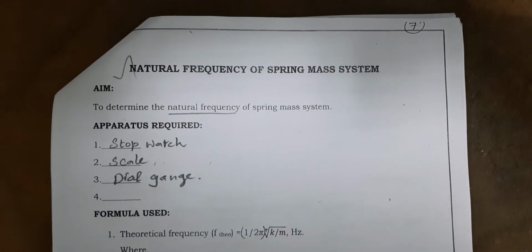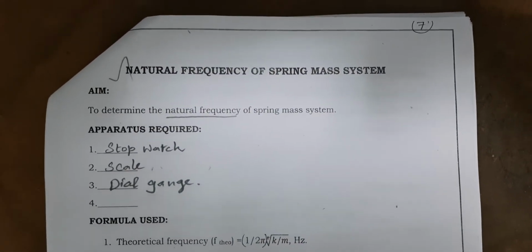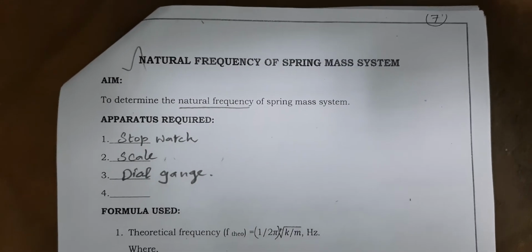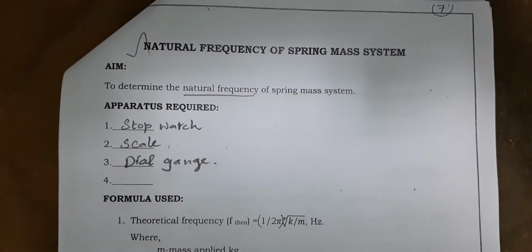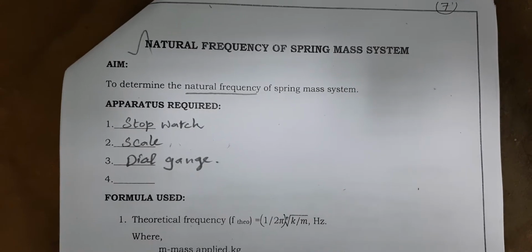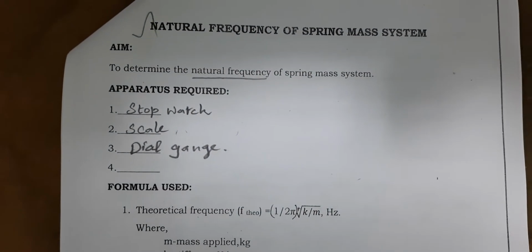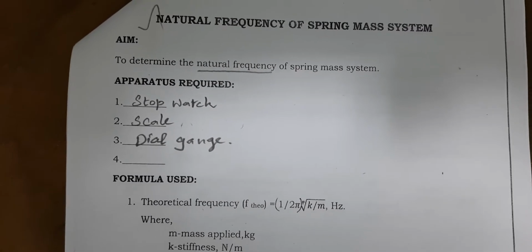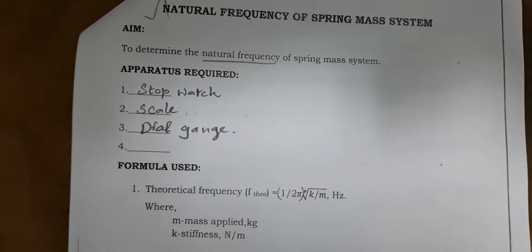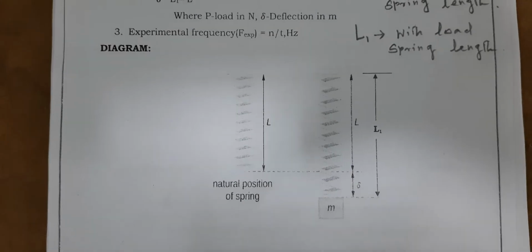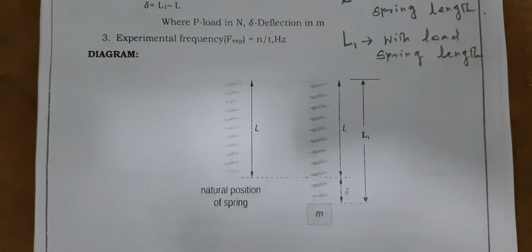The next experiment title is Natural Frequency of Spring Mass System. Our aim is to determine the natural frequency of a spring mass system. Next, what are the apparatus we require? First one is stopwatch, second is scale, third one is dial gauge. Next, we are going to discuss the diagram.